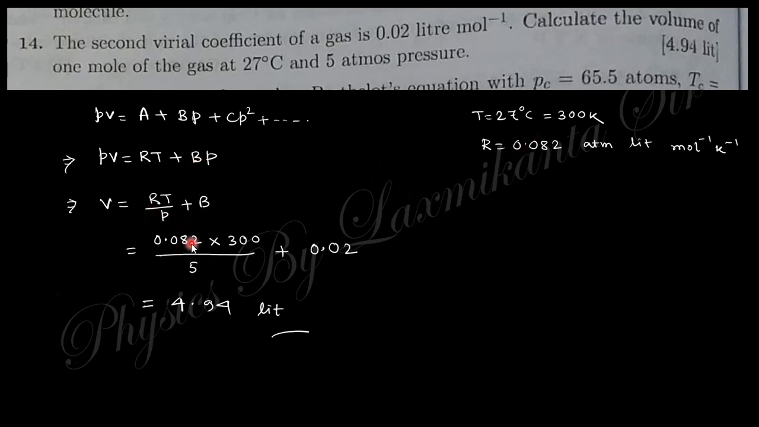R is given here in liter atmosphere, P is 5 atmosphere, T is temperature, and this is in liter. So finally you get 4.94 liter. Next one.